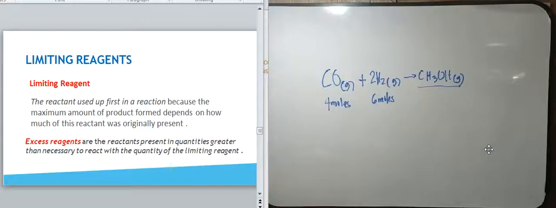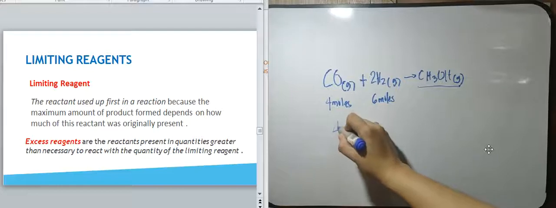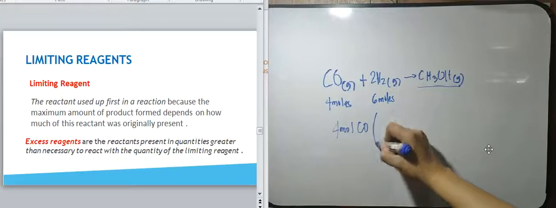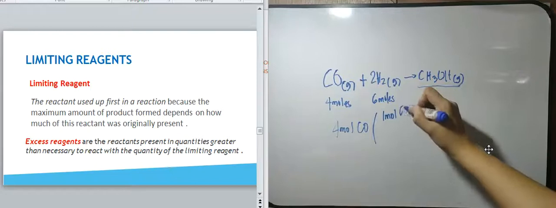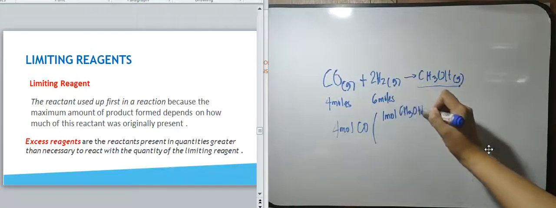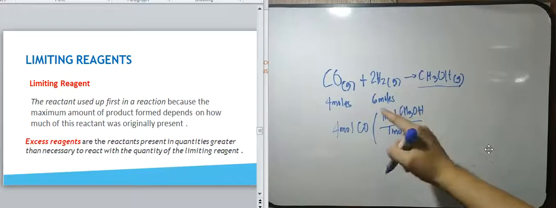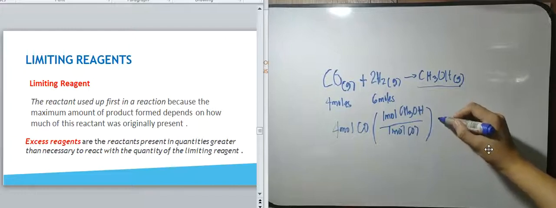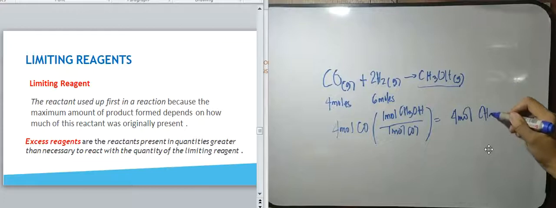So starting with 4 moles of carbon monoxide, we will find the number of moles of methanol. So 4 moles CO multiplied by 1 mole methanol per 1 mole CO. So therefore, 4 moles of methanol.